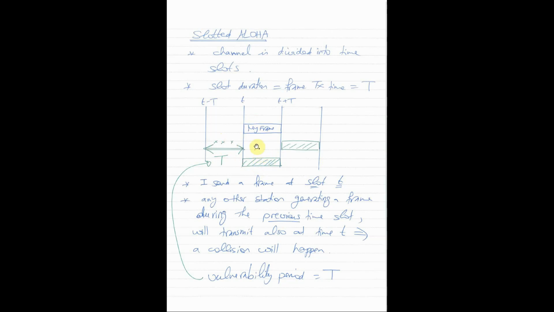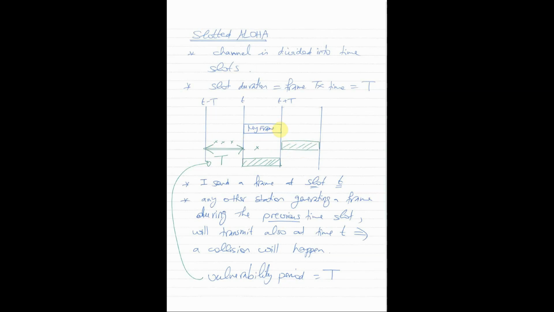However, what if a station has a frame to send here in this time? When will the station start transmission? In the next time slot, which means not with me, and we will not collide. So what about here? If another station has a frame to send here, anytime here, when will it start transmission? In this time slot before me, which means we are not colliding.